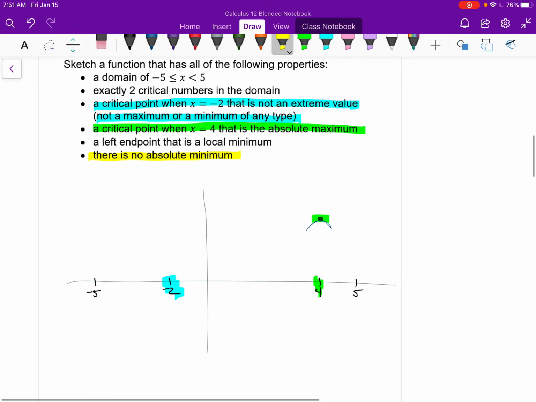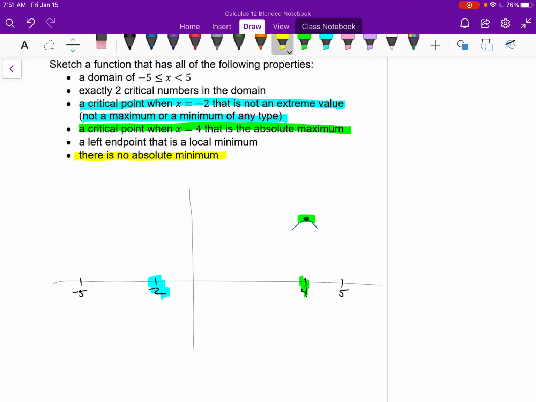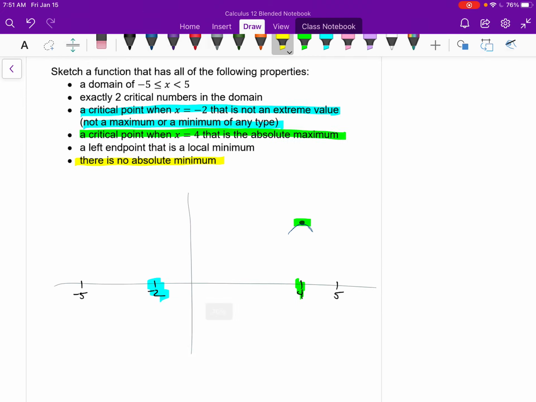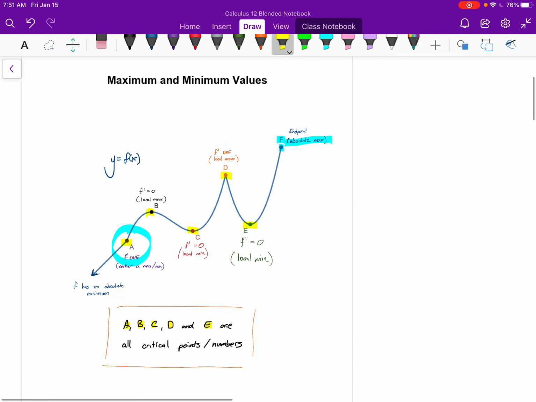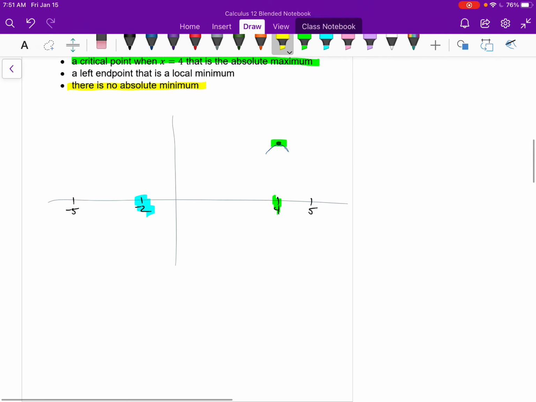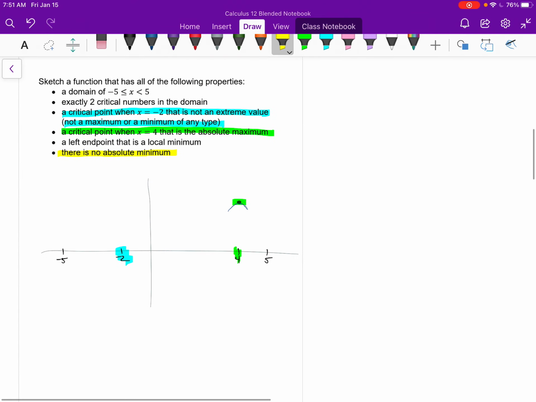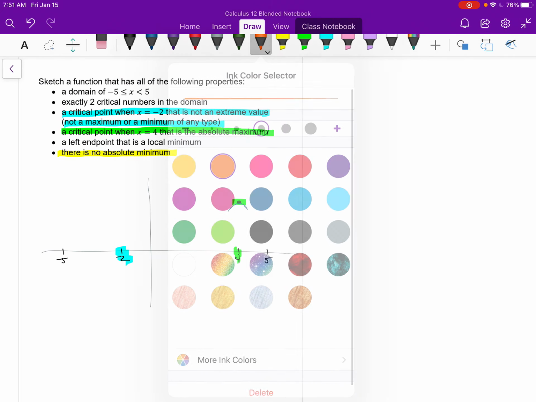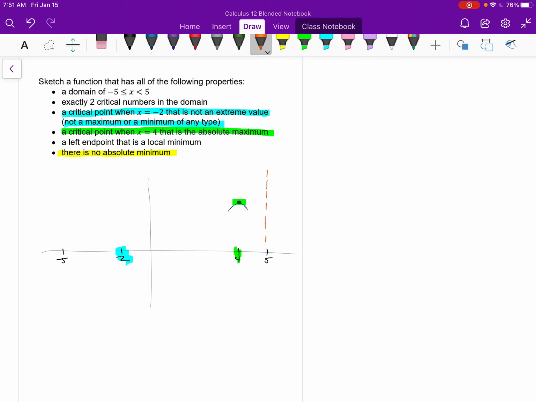Well, notice my domain is from -5 to 5, but not including 5. And if there's no absolute minimum, one way of doing that is if it just keeps going down forever. There's other ways to have no absolute minimum, but one way is that it just keeps going down forever. And if it keeps going down forever, but it has a domain from -5 up to 5, not including 5, well, then what I can do is make 5 a vertical asymptote and have this function just keep going down like that.